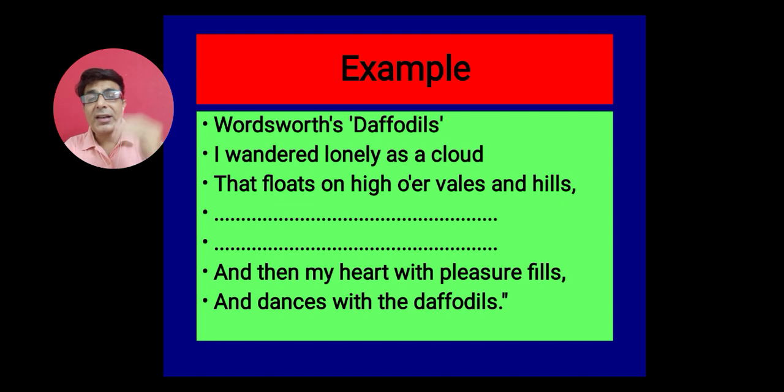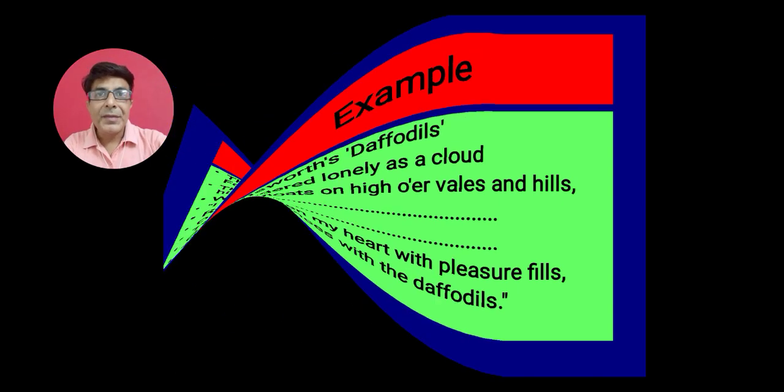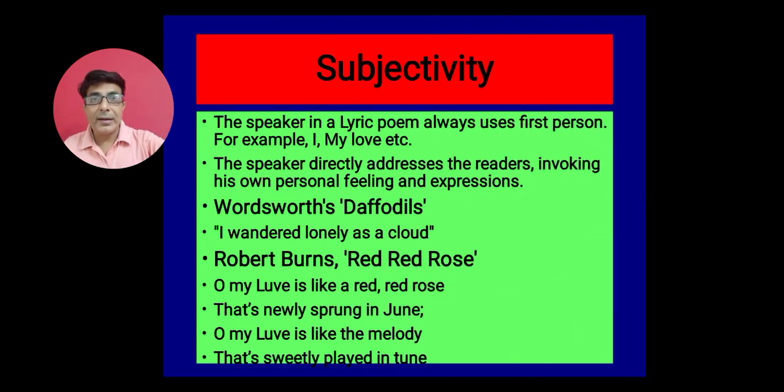So, this is the structure. Though it is very short, brevity is an important characteristic of lyric, but this brevity, short poem, introduces the thought in the beginning, develops the thought in the middle, and it is concluded at the end in the last stanza.